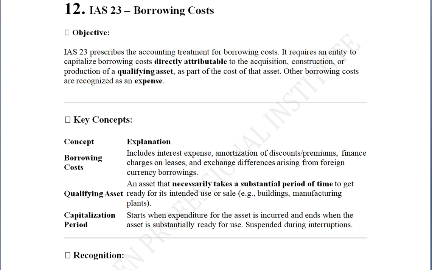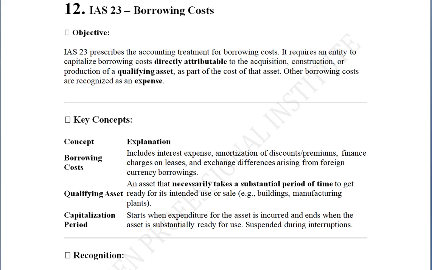A qualifying asset: they are assets that take a substantial period of time to be produced or constructed for their intended use or for sale. Good examples are buildings, not just any building, but all these edifices. Some edifices take quite a number of years to put to use.